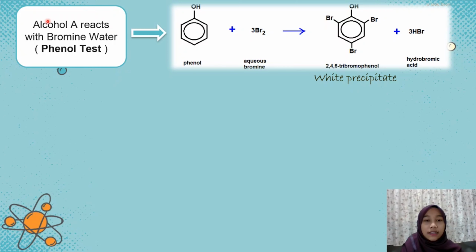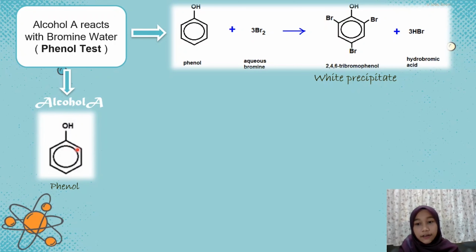Okay, if you can see the reaction here, in the question, alcohol A will react with bromine water and produce a white precipitate. So this reaction is one of the chemical tests, named the phenol test. Phenol will react with bromine water and produce 2,4,6-tribromophenol, and this compound forms a white precipitate. So from the reaction here, we can immediately note that alcohol A is a phenol.